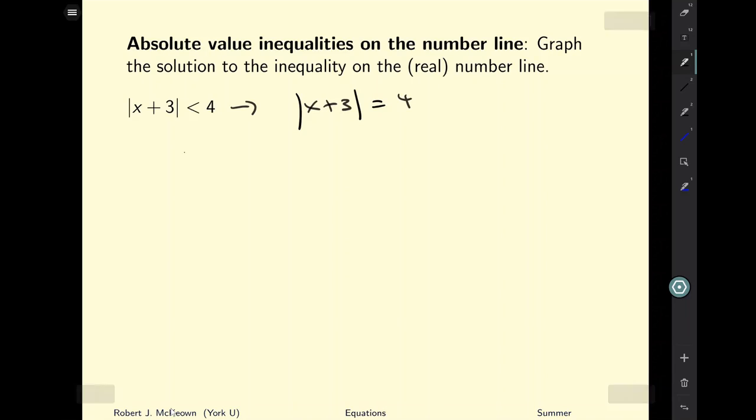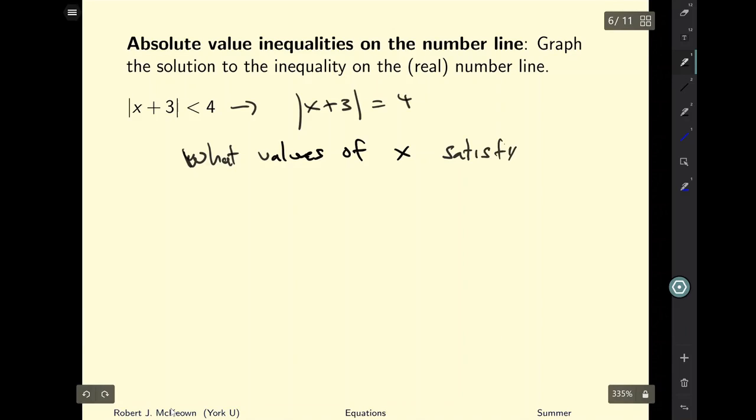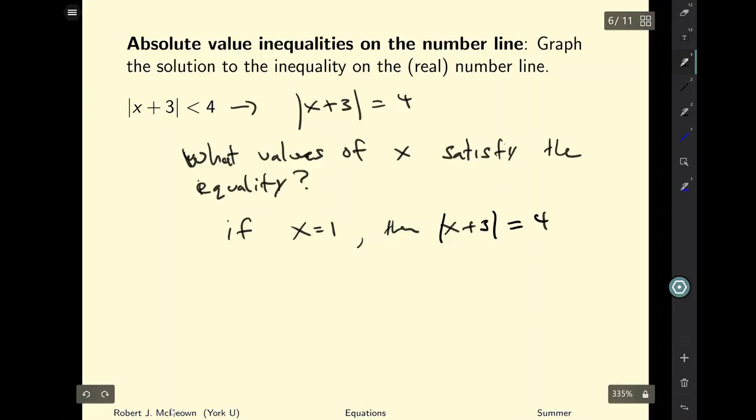And my first question to myself is, what values of x satisfy the equality? And looking at this, I can see that if x is equal to 1, then x plus 3 is equal to 4.